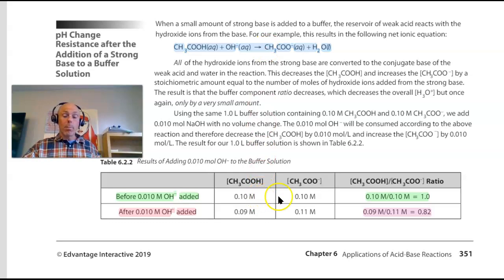Same math applies. Before the strong base was added, the acid and conjugate base were in equal concentration. The ratio was 1 to 1. Hydronium equals the Ka, and the pH is what it was before. But if the strong base reacts with the weak acid, for every 0.01 molar of strong base that's added, the weak acid goes down by that much, the conjugate base goes up by that much, and the ratio now is 0.09 to 0.11, right? The ratio is now less than 1, it's 0.82.